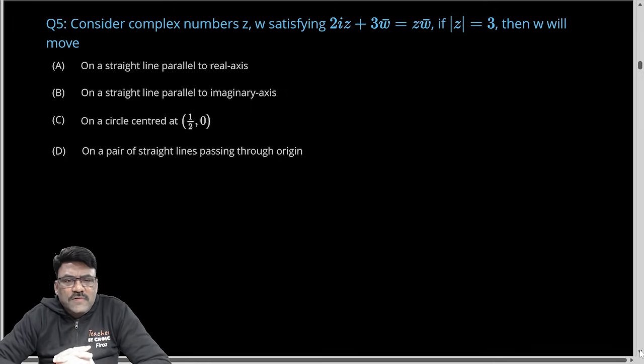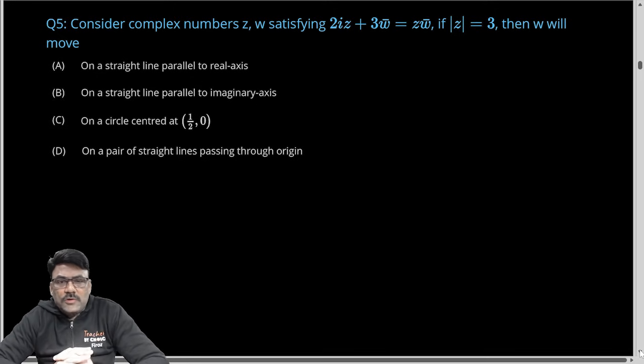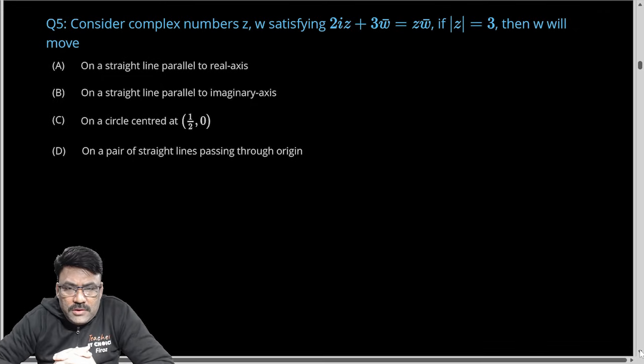Okay, see this question. This is from complex numbers. You are given an equation in z and omega. Mod z is 3, given. Then omega will move on a straight line parallel to the real axis. Basically, you have to find the locus of omega. What will be the locus of omega out of these 4 given options?